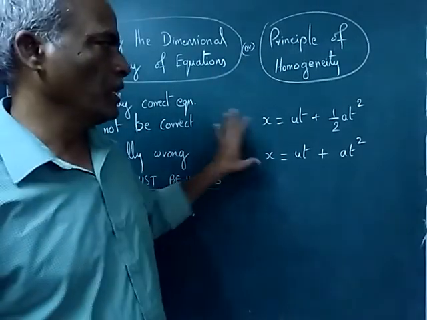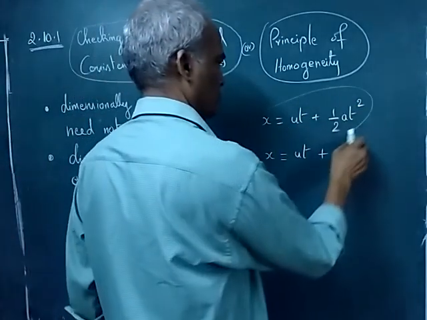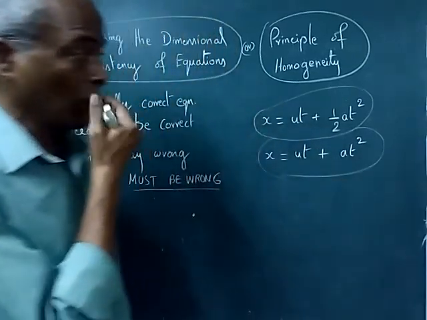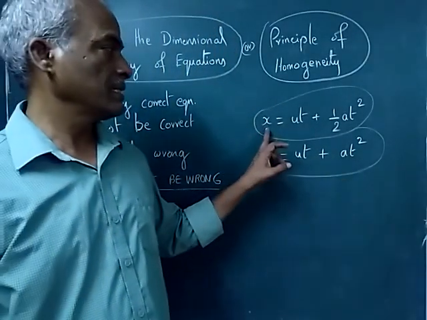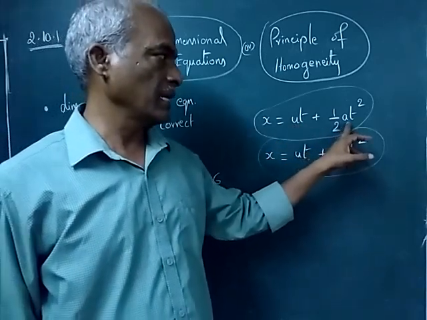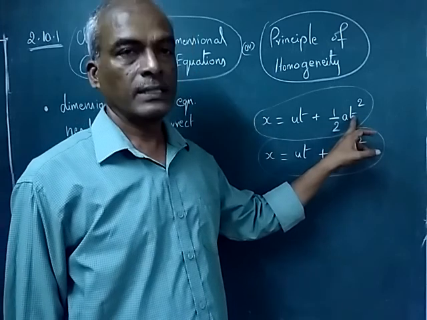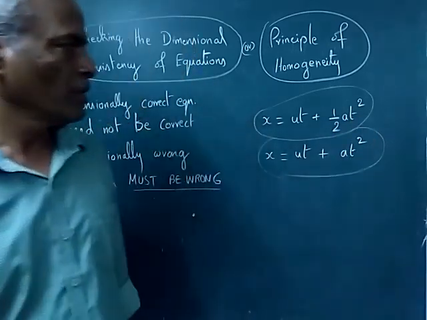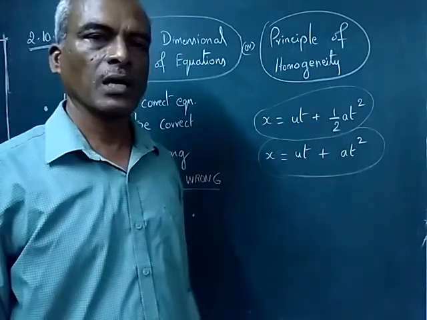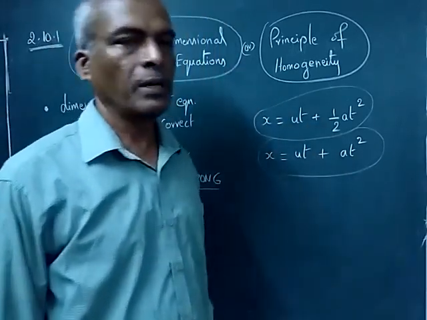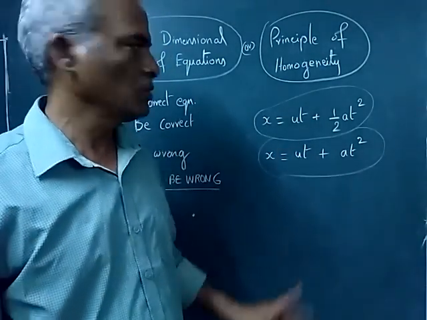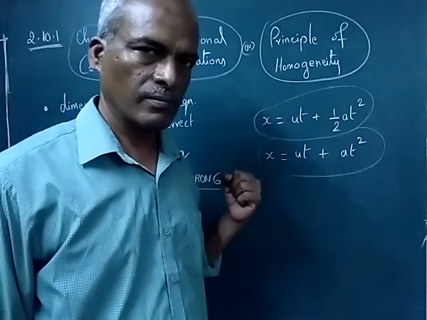Now consider two equations. This is one equation. This is another equation. X is the distance, u is the initial velocity, t is the time, a is the acceleration, t square is the time square. If you see, dimensionally both the equations are equal. We will prove it. But both are not equal. Understood? This is correct, but this is wrong.